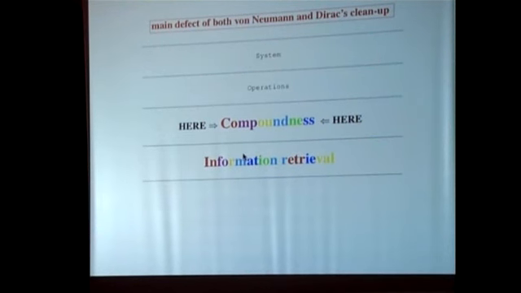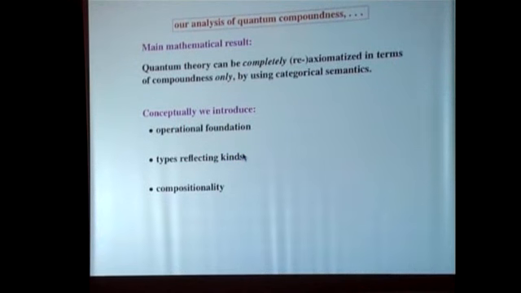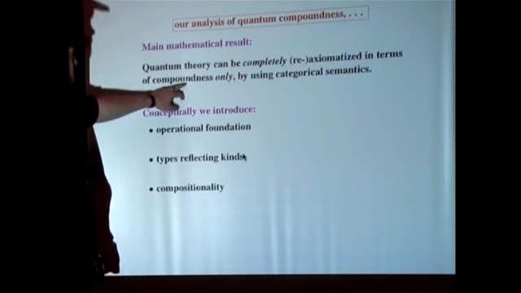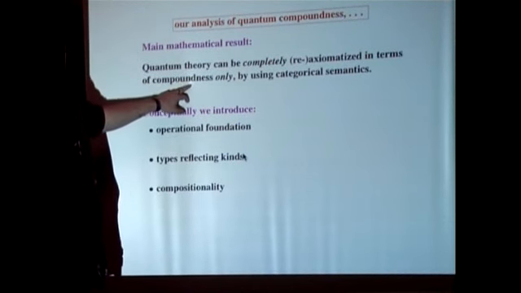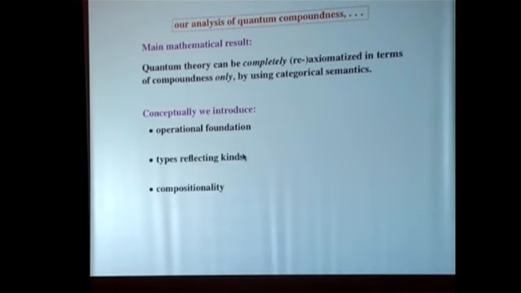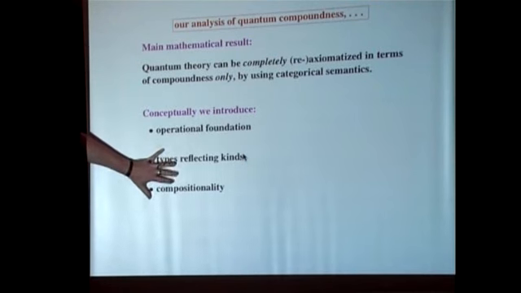Something else which is going to be implicit in my setting is the concept of process in some way or another. The main mathematical result is that quantum theory can be completely reaxiomatized in terms of tensor product only, compounds only, at some abstract level. The mathematical context will be categorical semantics. We start with an operational foundation, and then there are two things which we introduce, and I think they're really essential to everything we do.